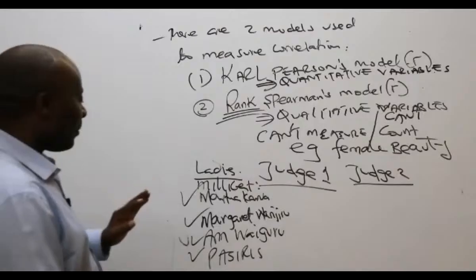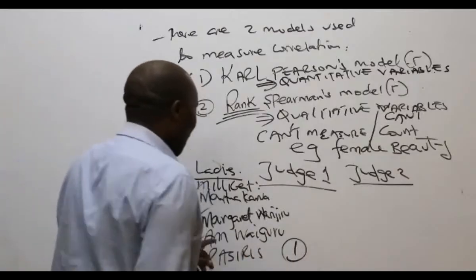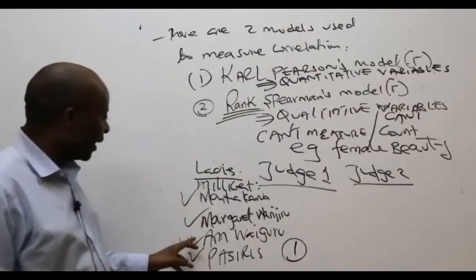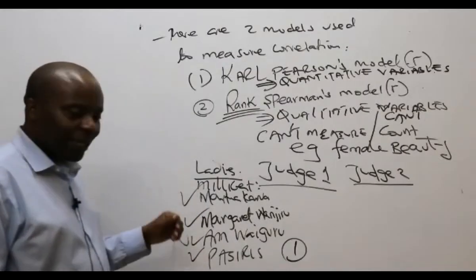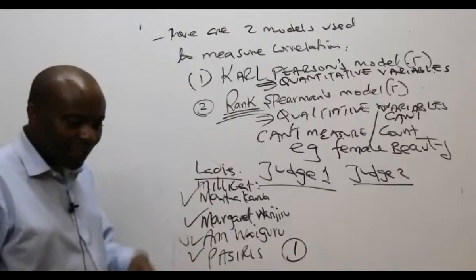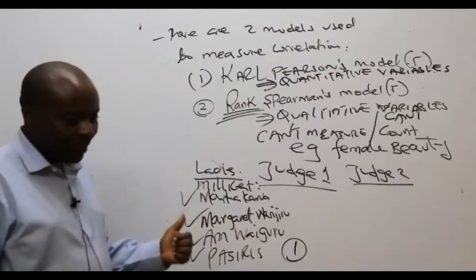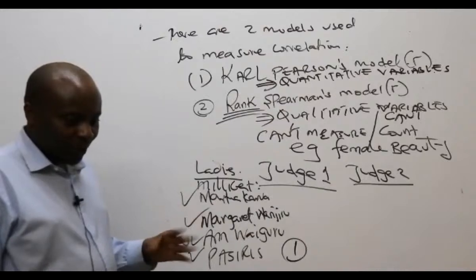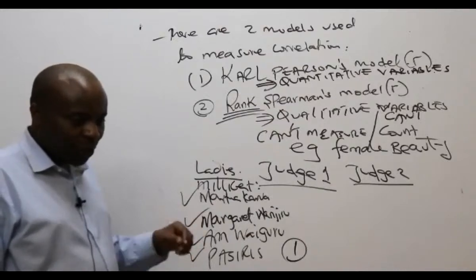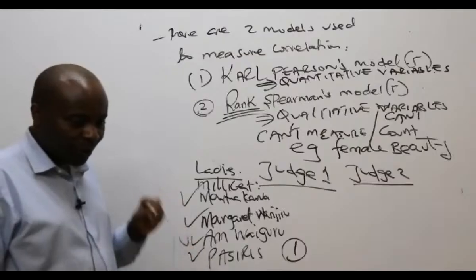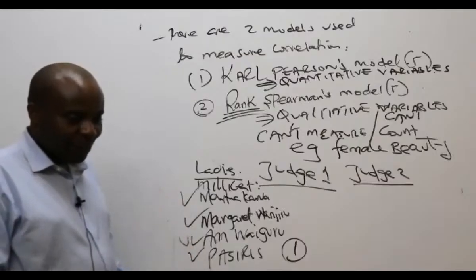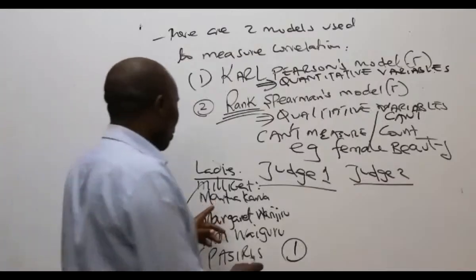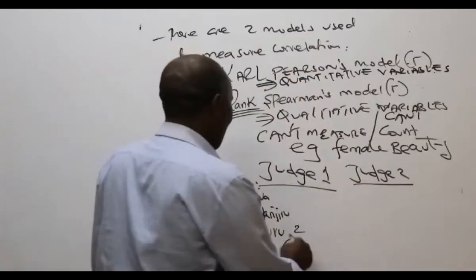So Gibson has said Pasaris is number 1. Thank you very much. How about number 2, Gibson? Quickly, just the first letter. Number 2, according to Gibson. Waiguru takes number 2.